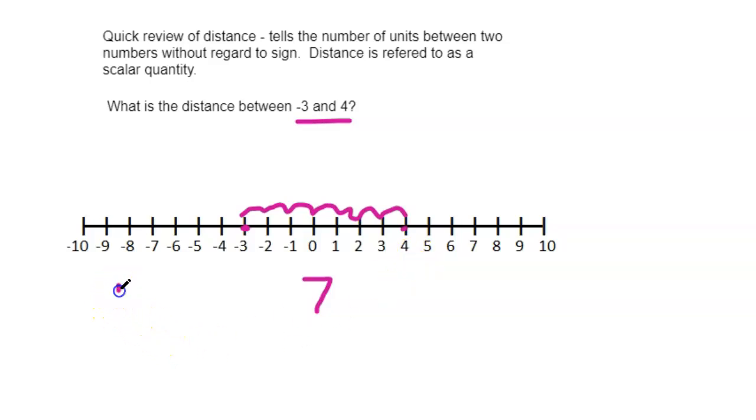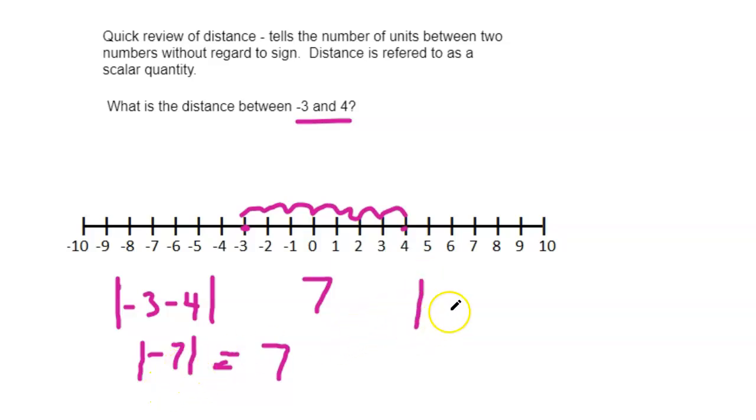But you can also think about that as the absolute value if you subtract them. If you take -3 minus 4 and take the absolute value of that, -3 minus 4 is -7, and the absolute value of that is 7. It's without regard to sign. So that's kind of the first definition.